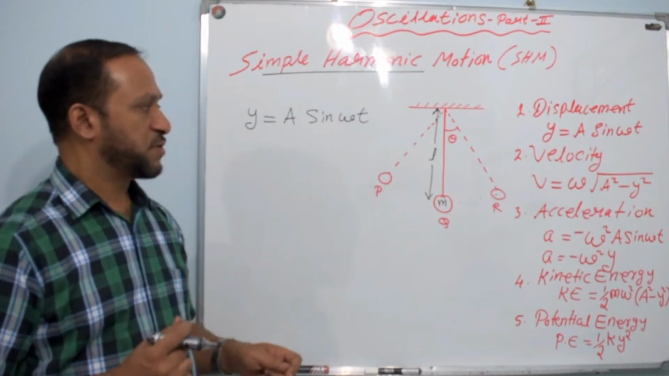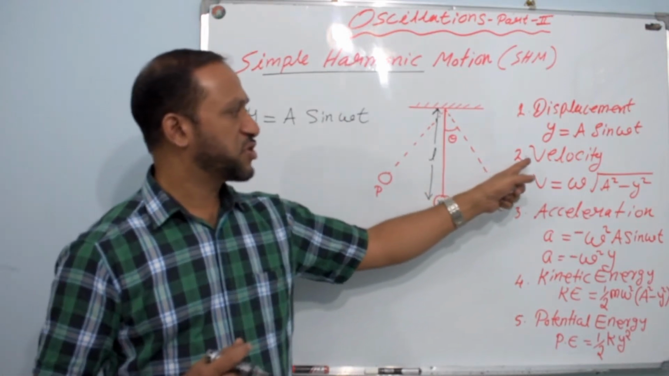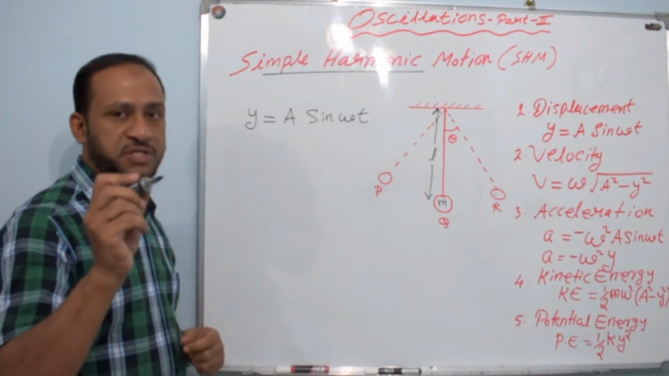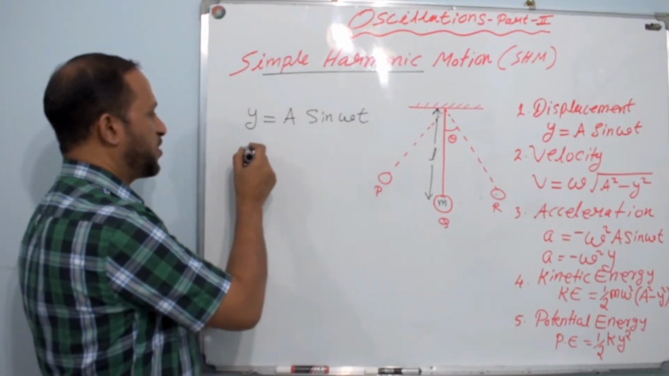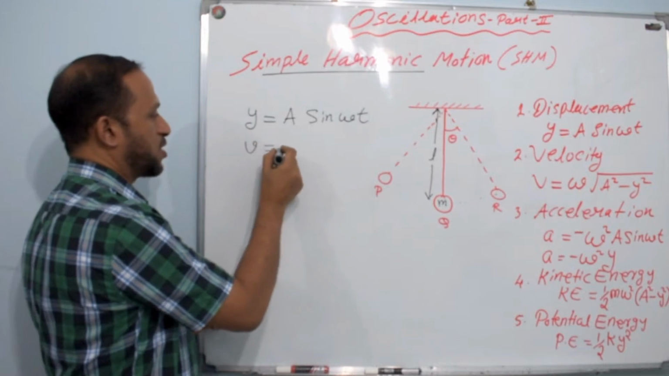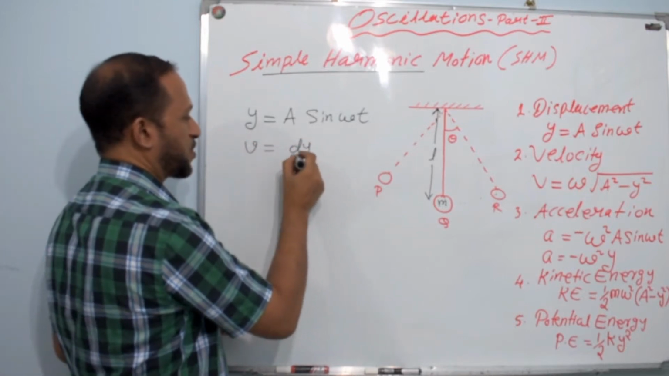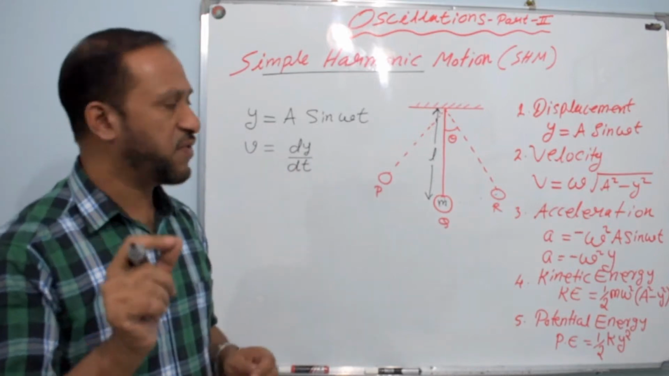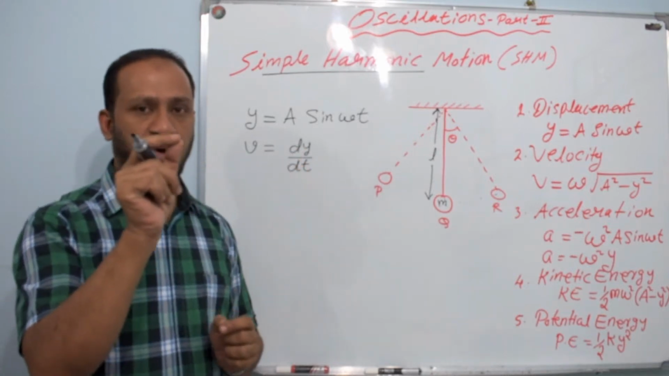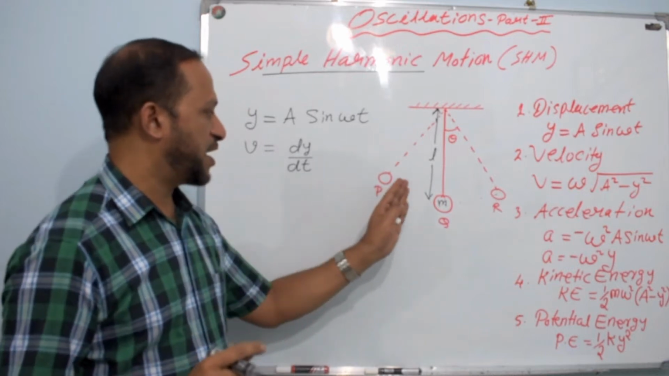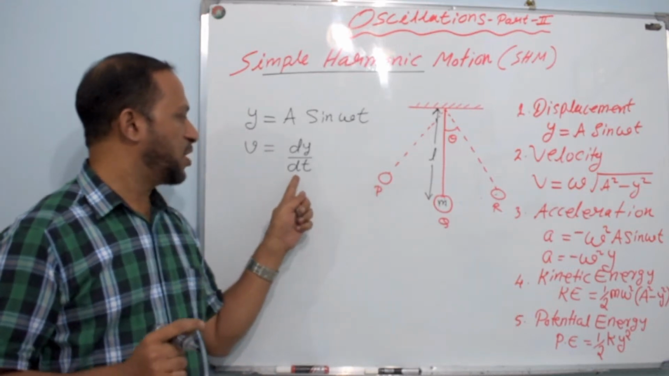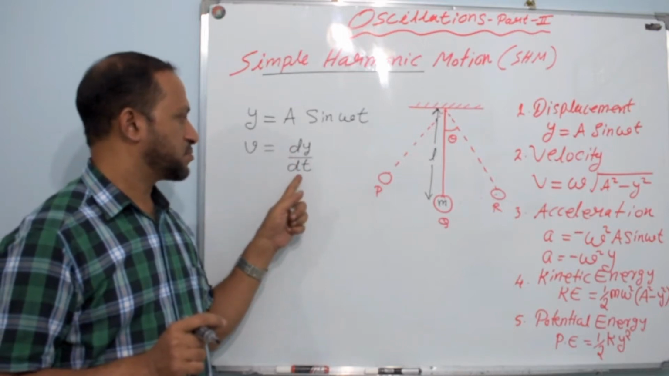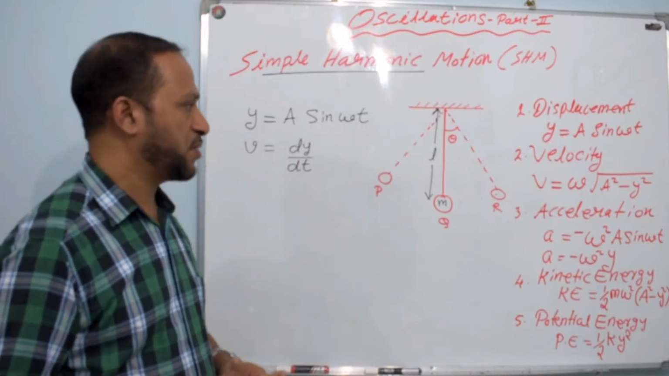Now the second equation: we have to derive an equation for velocity. We know that the equation for instantaneous velocity is v equal to dy by dt, where dy is an infinitesimally small displacement in the y direction in a small interval of time dt. So the displacement by time gives the velocity of the body.